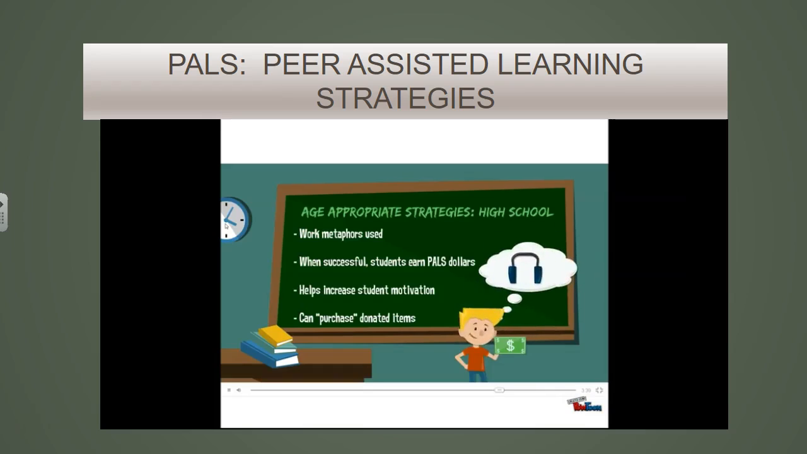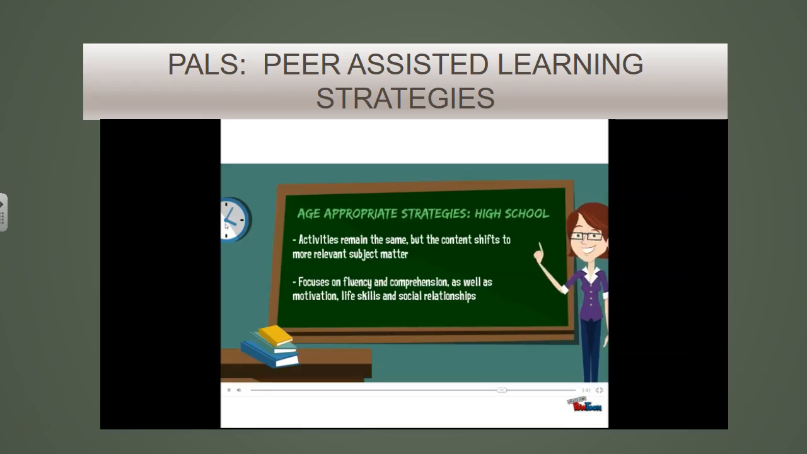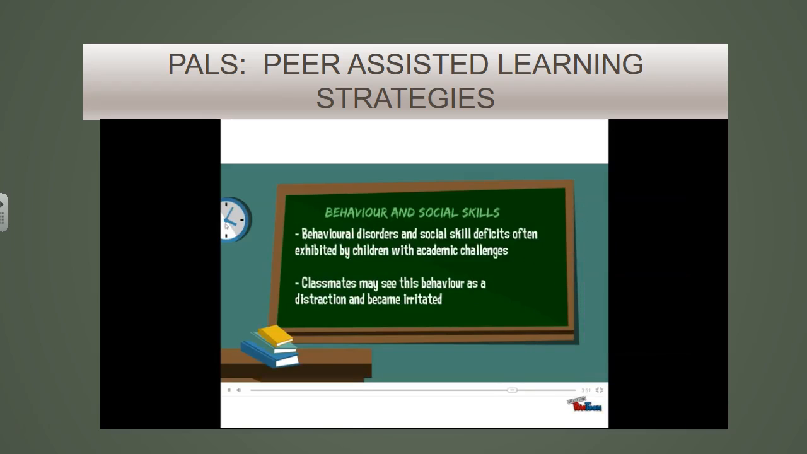Students at the age need reinforcement to learn. So the PAL dollars can be used to purchase donated items from PAL catalogs such as CDs and sports team apparel. These activities remain the same, but the content changes, making it more relevant to students' lives. It addresses life skills, social relationships, etc.